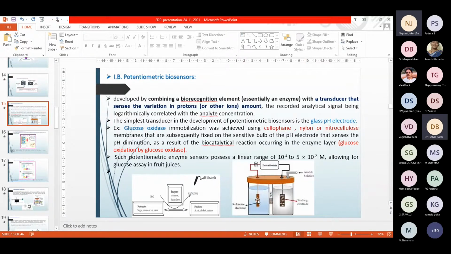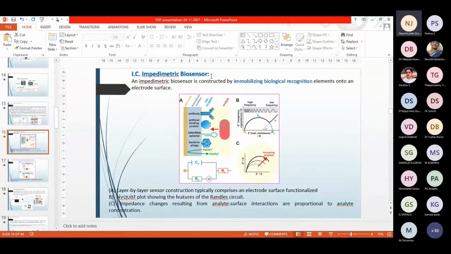Moving on to the other type of the biosensor, these are impedimetric biosensors. Here, the transducer will be firmly attached onto the electrode. Here you can see on the extreme left the electrode. Onto that the transducer will be bound. On the surface of the transducer, the biorecognition element. Here the antibodies are there, artificial binding protein, or DNA, RNA, aptamer is there, or the whole microorganism cells, as I told, bacteriophage also has been adhered or immobilized.